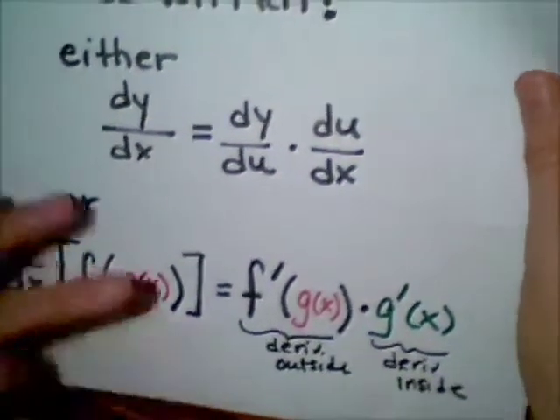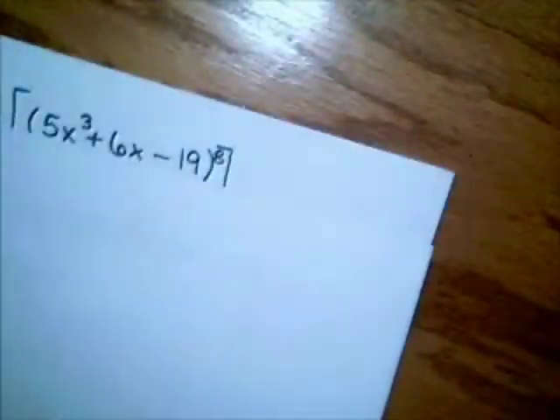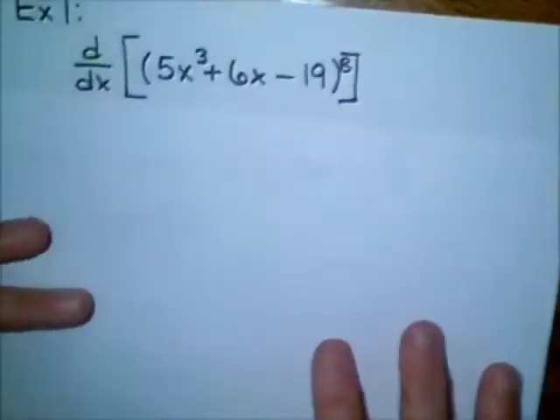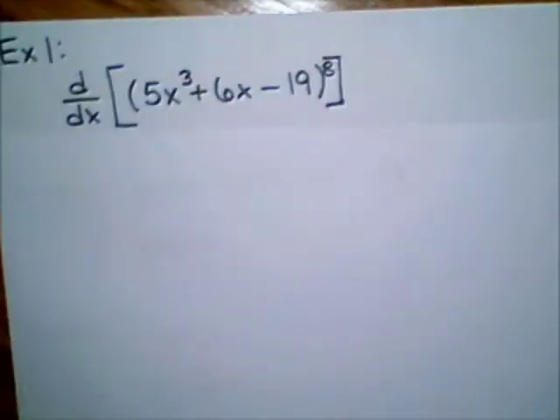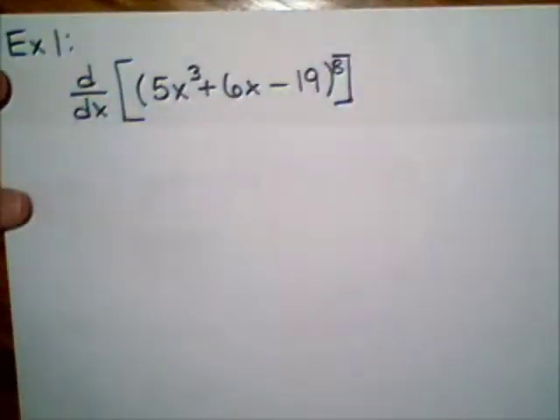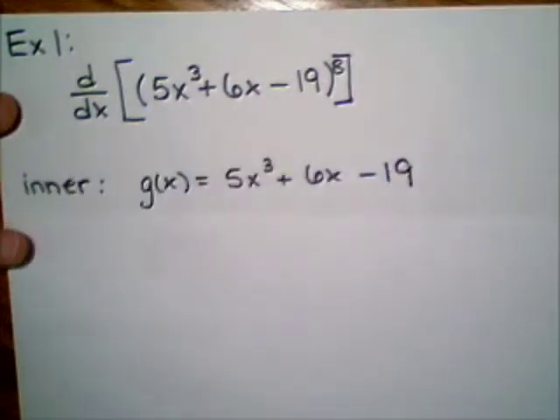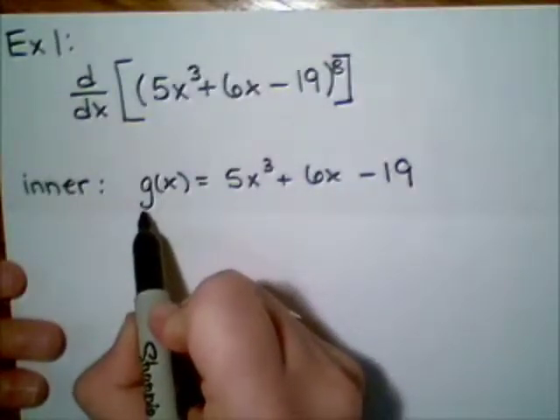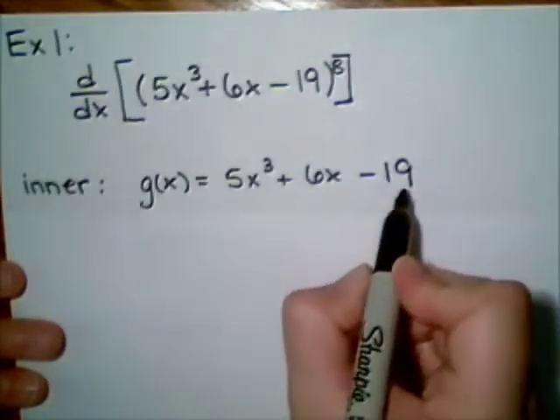Alright, example 1. Let me move this out of the way and get a fresh piece of paper back out here. Sorry for that. Clean table there. Here we go. We're going to take the derivative of this polynomial to the 8th power. The first thing we want to do is label the innermost function. In this scenario, we're going to label the innermost function g. And so that's that 3rd degree polynomial.